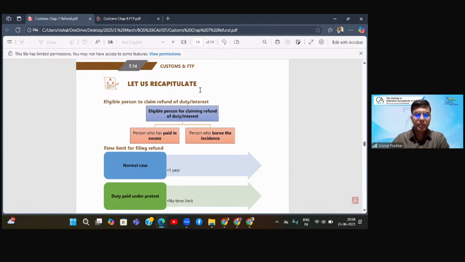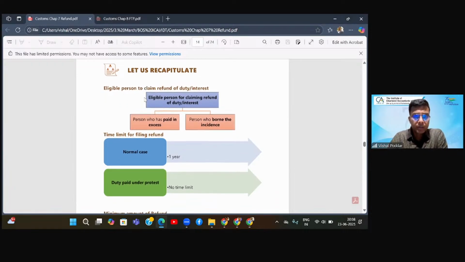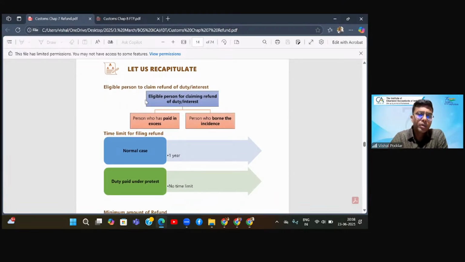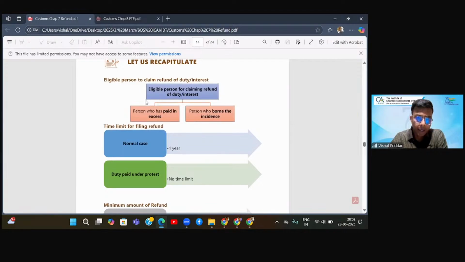Now we go to the next chapter, that is refund under customs. First, who is eligible to claim refund? Again, you have to remember one thing always in case of the indirect taxes. If you remember, we had discussed this when we were discussing GST refund chapters 2 sessions back. The concept is the theory or the doctrine of unjust enrichment. Only the person who bears the duty incidence, who has not passed on the duty incidence, is the person who is eligible to get the refund.